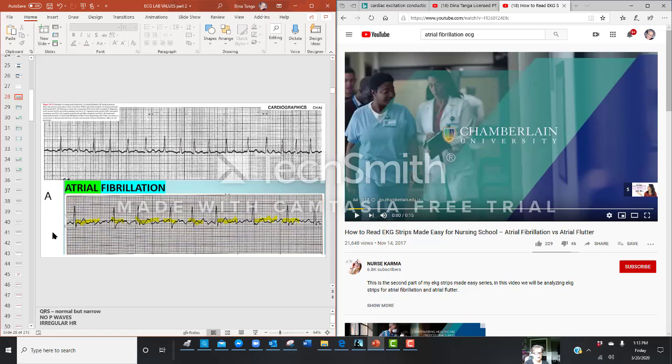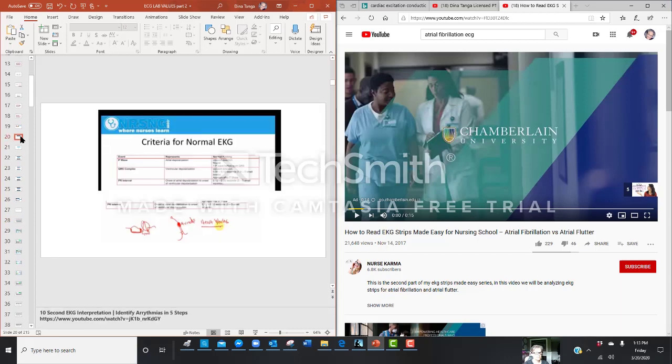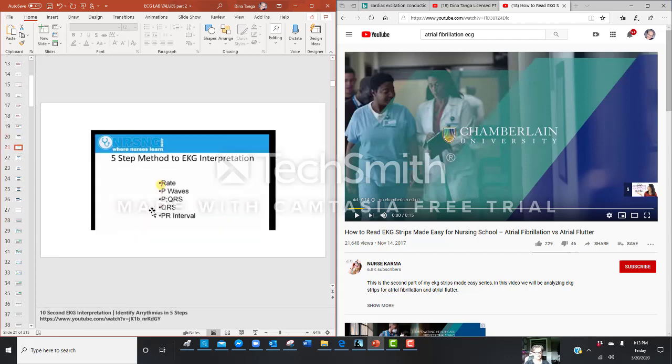So I noticed they didn't talk much about the... so let's take a look at the 5 questions. Where are those 5 questions? So the rate is irregular. There are no P waves. There is not a P for every QRS. The QRS is normal but narrow, and they did not talk about the PR interval with the atrial fib.